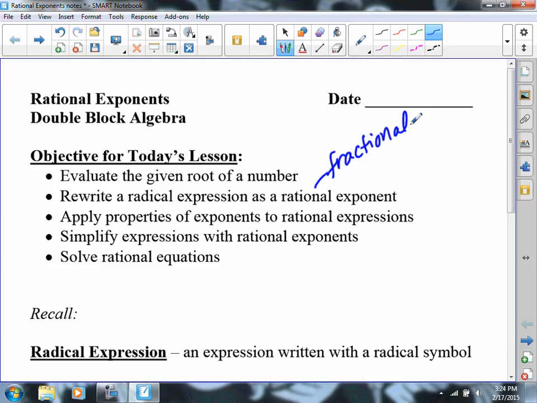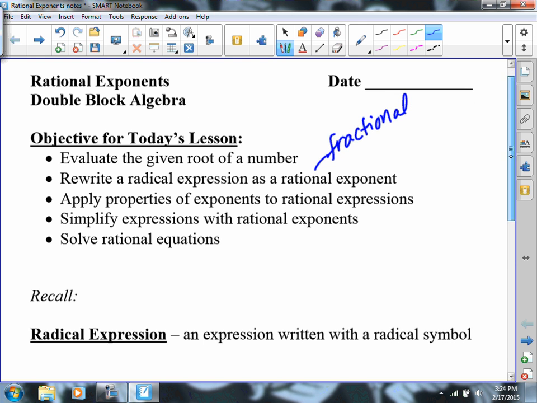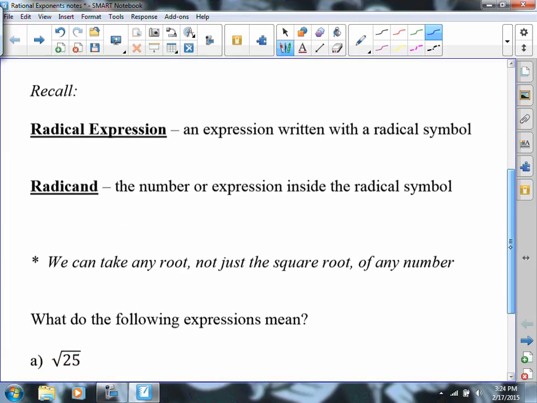you add the exponents. When you have a power to a power, you multiply. When you're dividing the bases, you subtract. So we're going to apply all those properties to our fractional exponents. And then we're going to simplify expressions and then solve some equations as well. So it sounds like a lot, but it's all connected. And if you feel comfortable with your rules for exponents, this should be pretty straightforward.